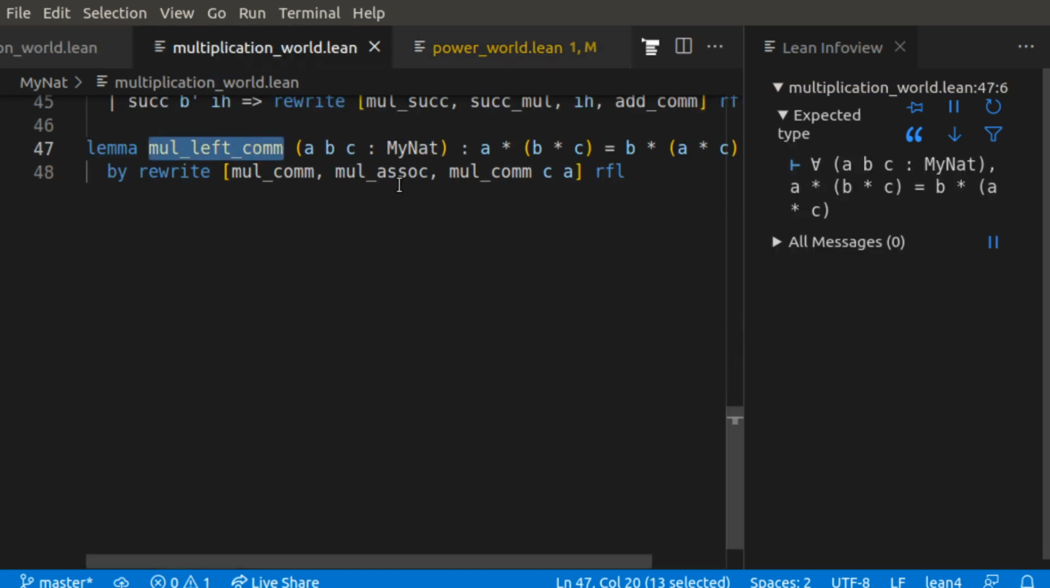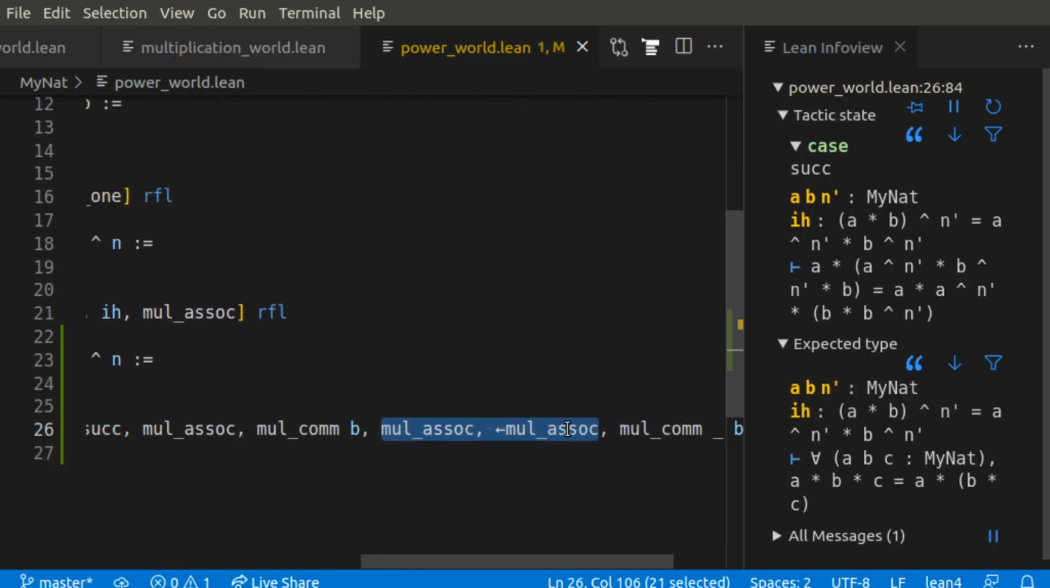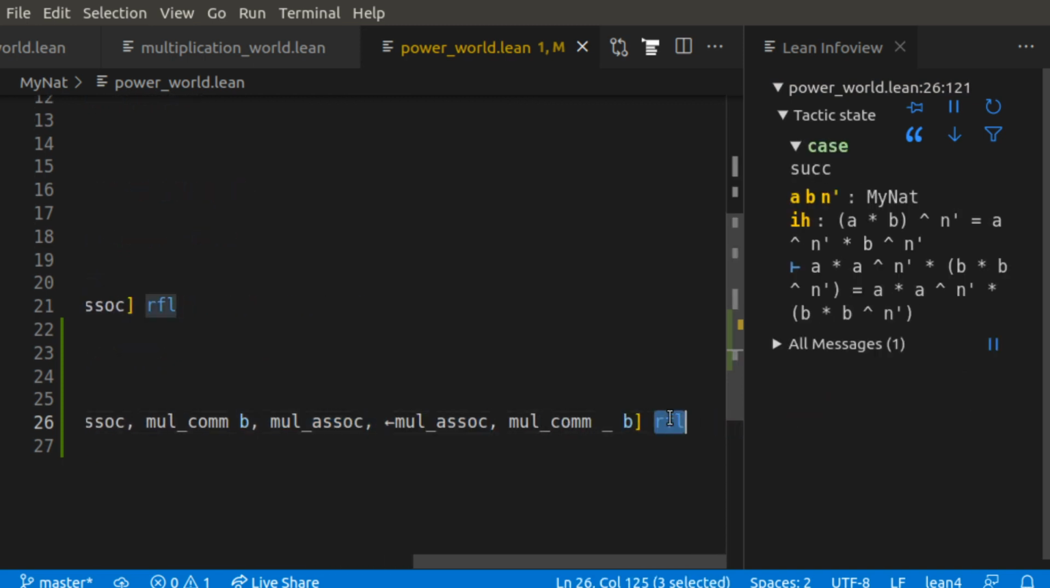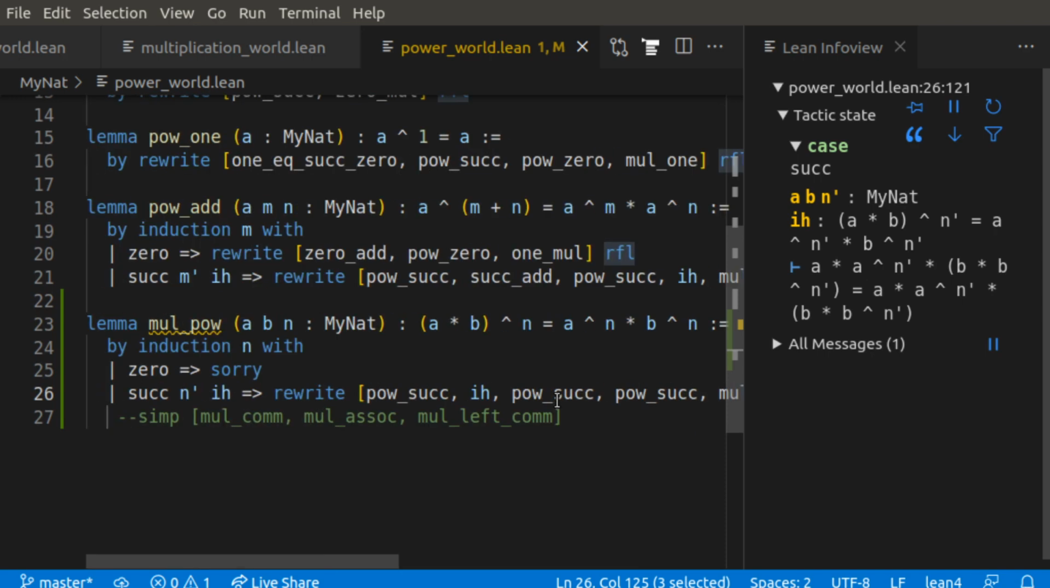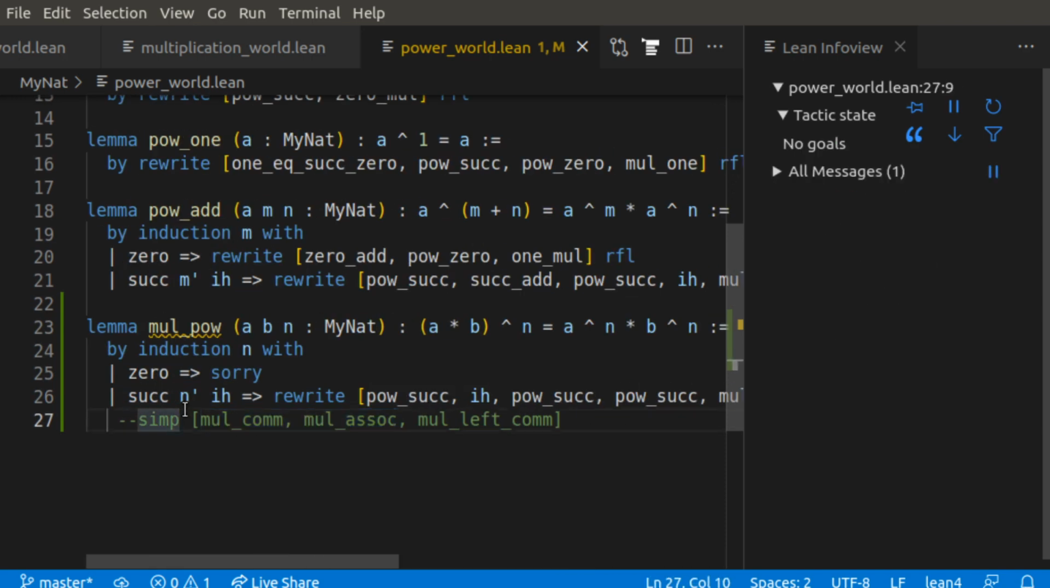Mul_assoc. Is it commute, associative, commute again? Yeah, I'm not sure why simp didn't work the first time, but here's a way to do it with just these two, and instead of having to do it manually, you can just have simp figure things out for you, and that's very nice.